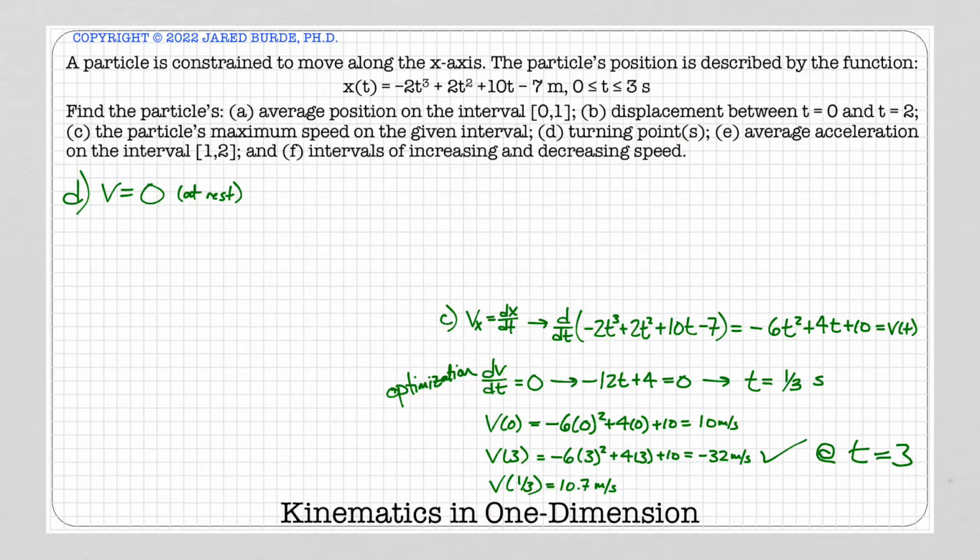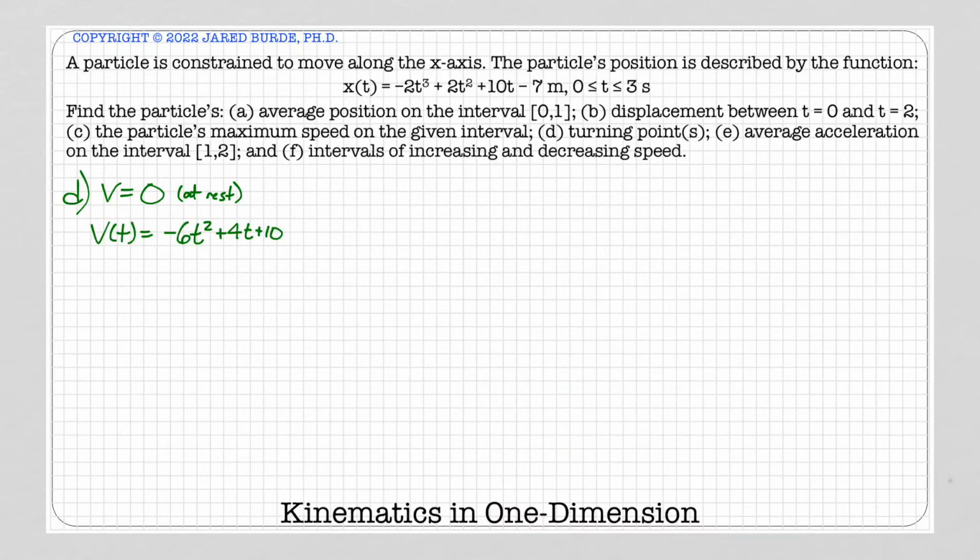So to use this, I want to hold on to my velocity function that I already calculated, and I'm going to use that. So here I have my velocity function, and I want to find my turning points. Again, my turning points are where my velocity equals 0, so I'm instantaneously at rest as I stop moving one direction and I start moving another direction.